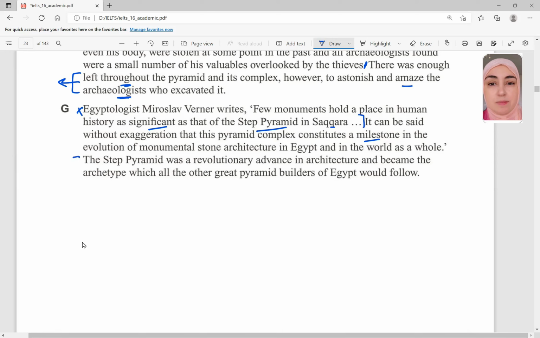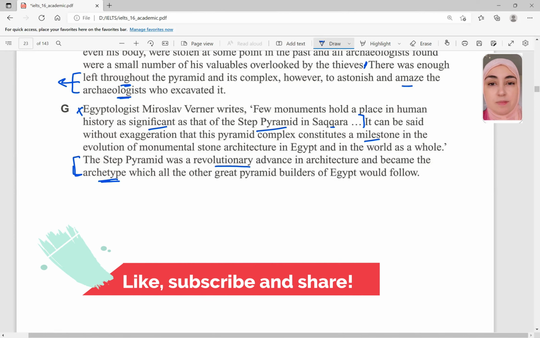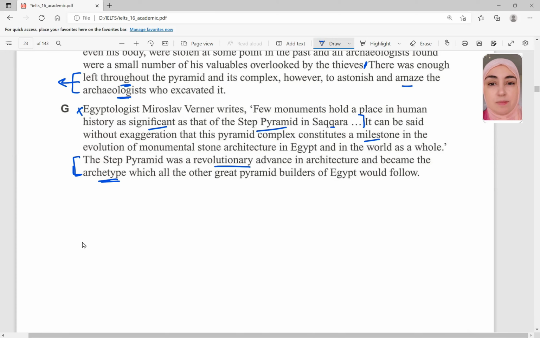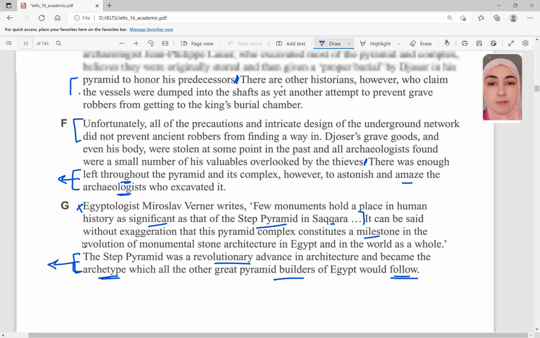And then if I go to the last 2 lines or the last sentence, the step pyramid was a revolutionary advance in architecture and became the archetype. So it was revolutionary and it became the archetype which all the other great pyramid builders of Egypt would follow. These are my keywords here. It looks like this sentence is the main idea. It summarizes everything that was mentioned in the paragraph.